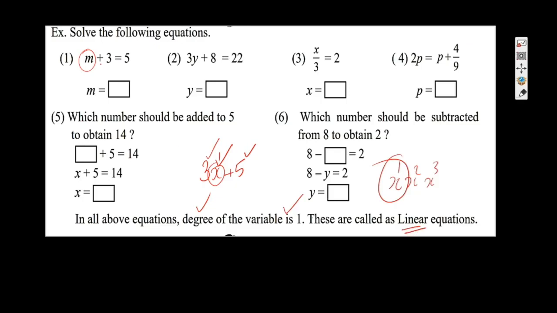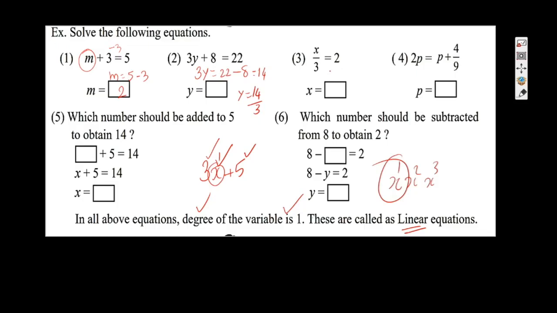So here are certain linear equations. m plus 3 is equal to 5, and we know that m is equal to 2. Remove this 3 from the left side, so you have to subtract 3 here. Subtract 3 over here, and the answer is 2. 3y plus 8 is equal to 22. 3y is equal to 22 minus 8, which is equal to 14. In that way you proceed, and y is equal to 14 upon 3.